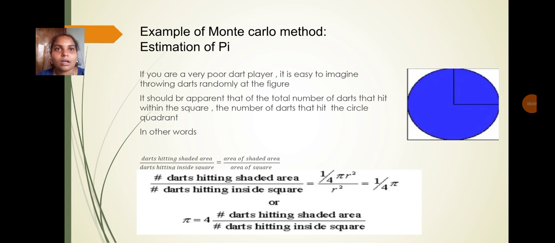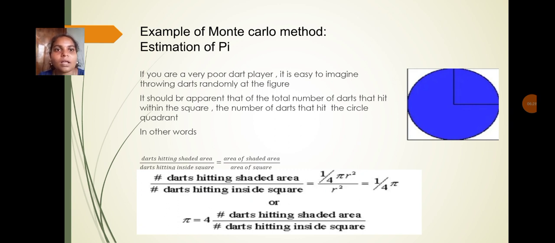Example of Monte Carlo method. Estimation of pi. If you are a very poor dart player, it is easy to imagine throwing darts randomly at the figure. It should be apparent that the total number of darts that hit within the square divided by the total number of darts that hit the circle quadrant.